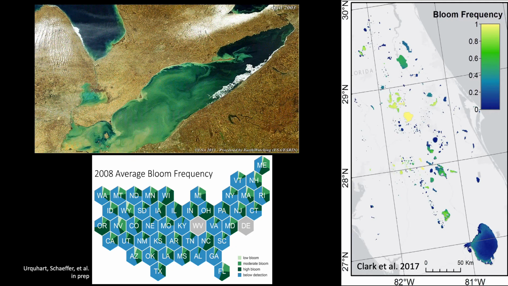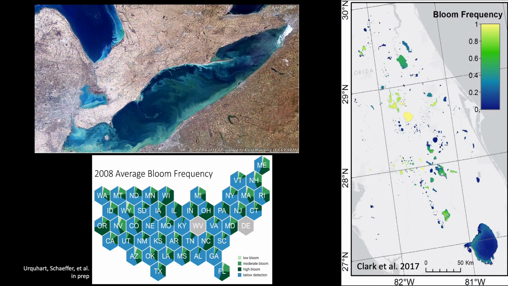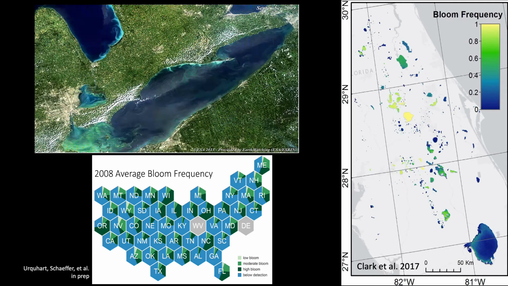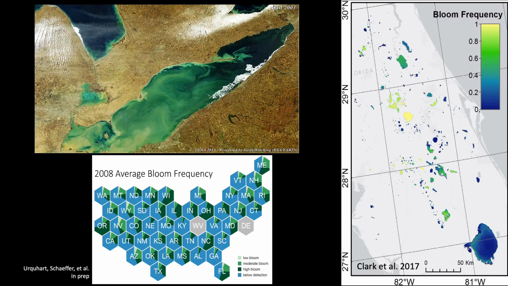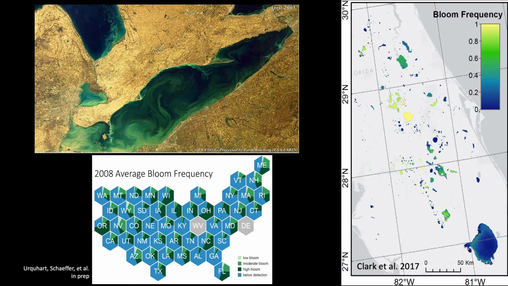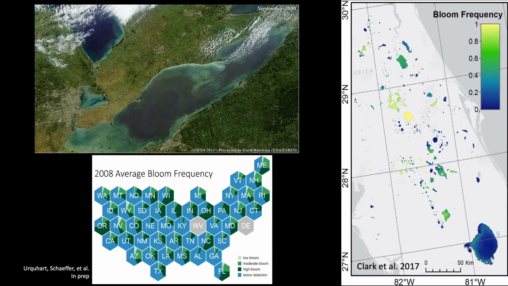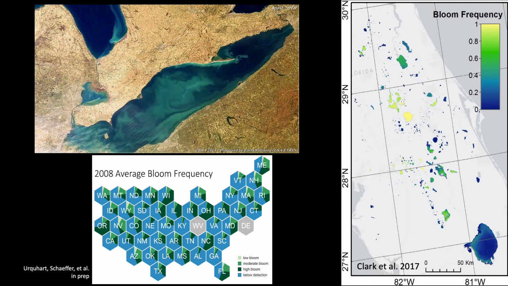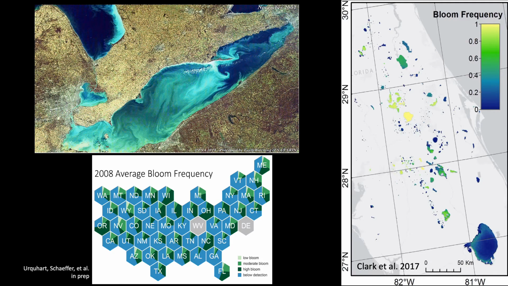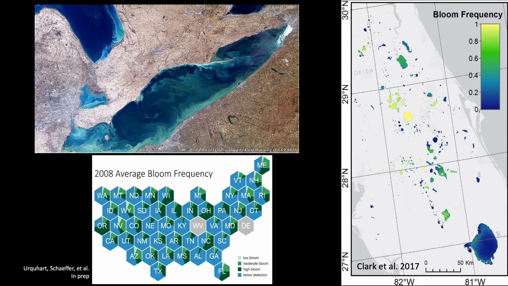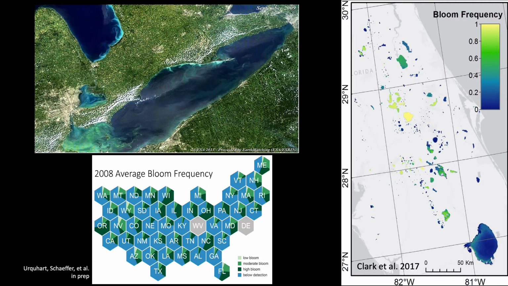Another exciting thing about the satellite data is that it's part of a long time series. On the top left, you can see satellite images of Lake Erie from 2002 to 2011, scrolling by. And now, with the Cyanobacteria Index, we can actually turn those old satellite images into estimates of cyanobacteria in the lake, and we can look for changes over time. This can lead to some very interesting science.